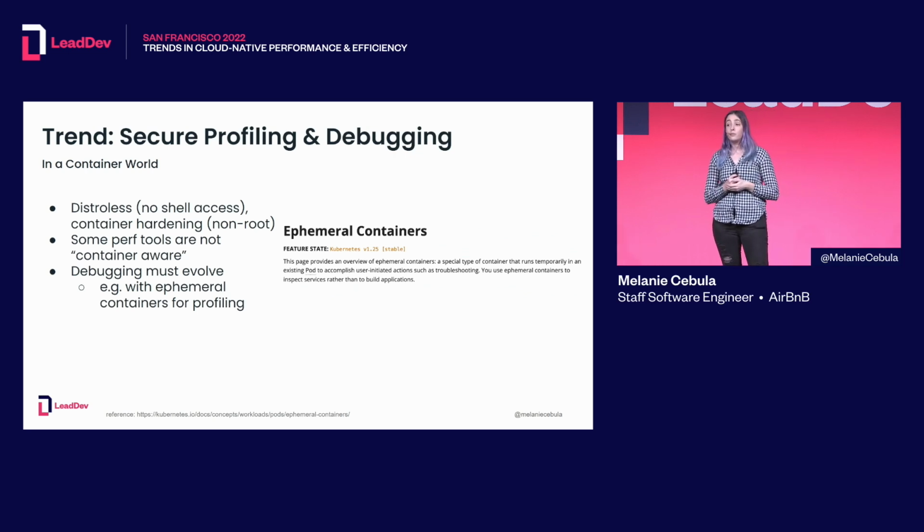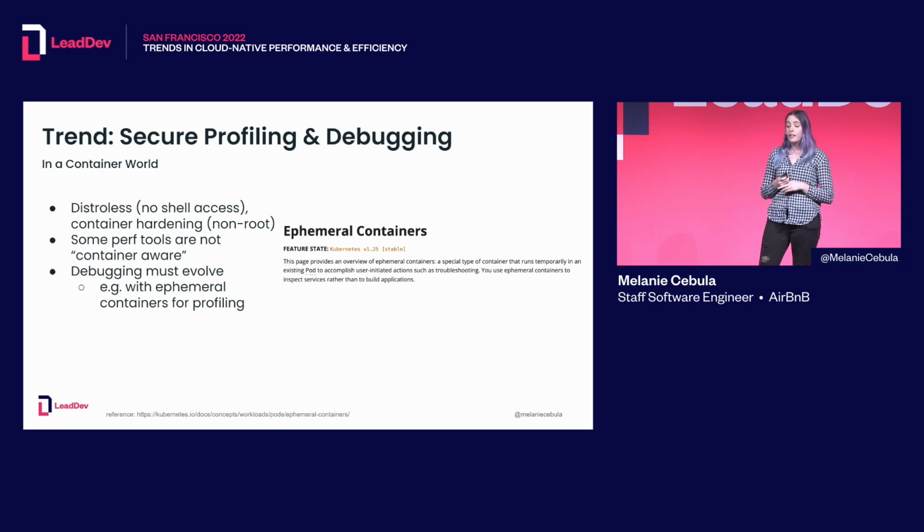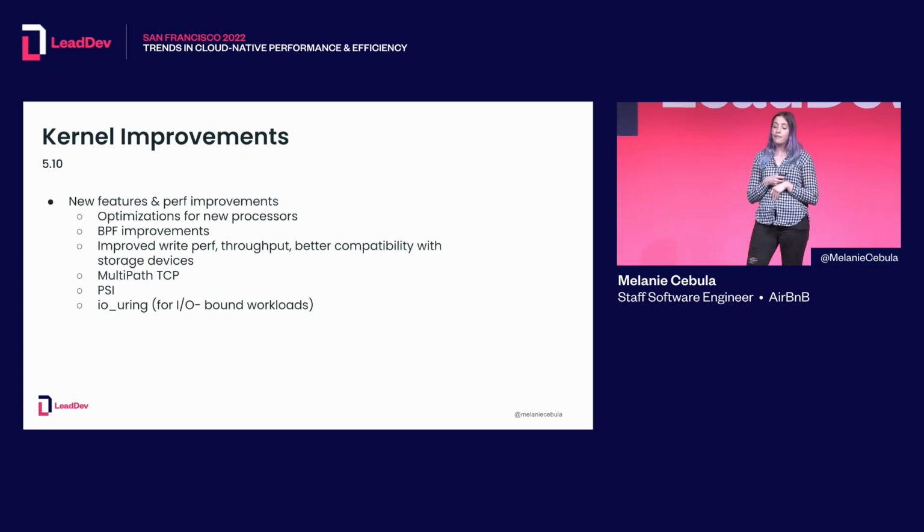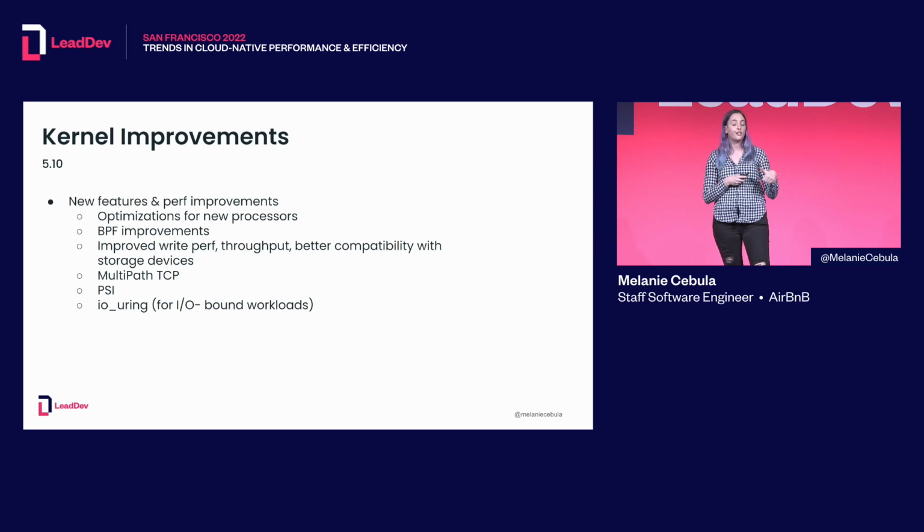Ephemeral containers are a special type of container that runs temporarily in an existing pod to run user-initiated actions, such as troubleshooting or profiling. This is all pretty early in the ecosystem, but directionally where it's going. I also briefly want to talk about some kernel improvements. 5.10 has several new features and performance improvements, optimizations for new hardware, BPF improvements.